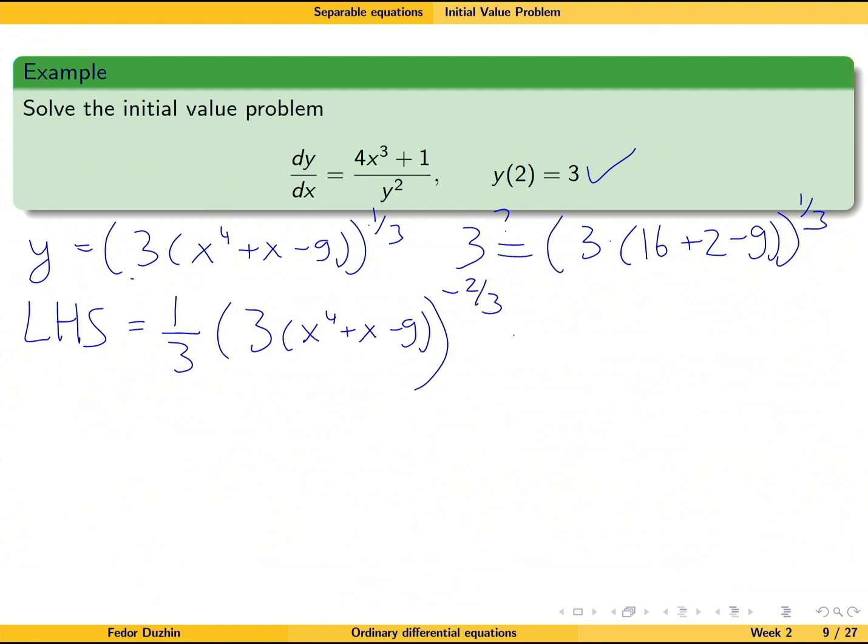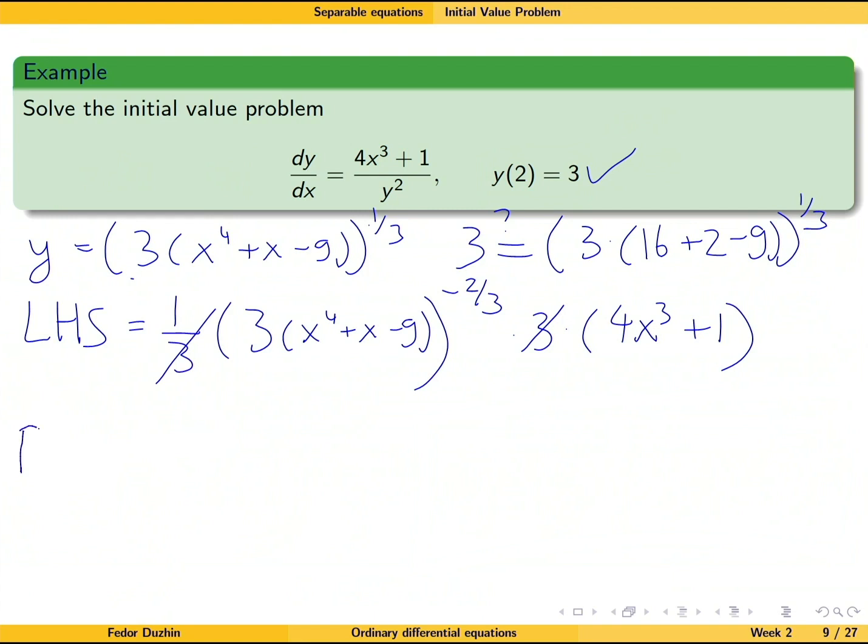Times the derivative of whatever is inside the power of 1/3. So there we have 3 times the derivative of x to the 4 plus x minus 9. Then the derivative of x to the 4 is 4x cubed, plus 1, minus 0. Okay, excellent. And notice that 3 and 3 cancel out.